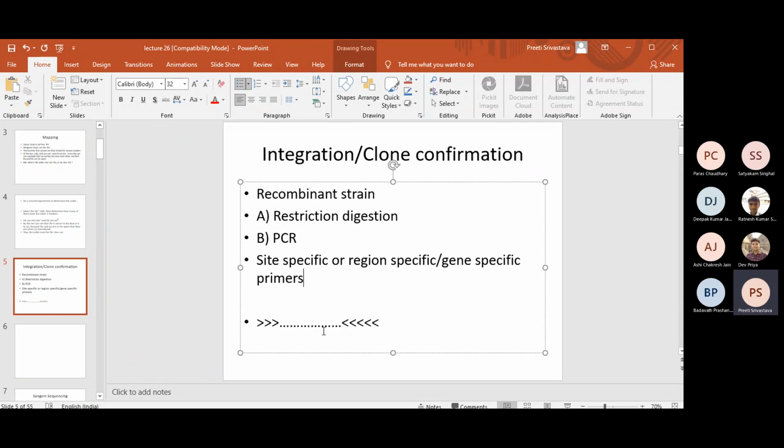So this way you can perform PCR. So you are going to perform three sets of PCR. Set 1, where you are going to use site specific primers, the one designed for the less than or greater than symbol. Set 2, which is specific to the dotted region, which is the foreign gene which you have integrated, for example GFP.